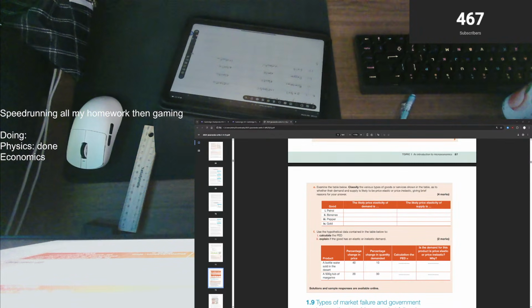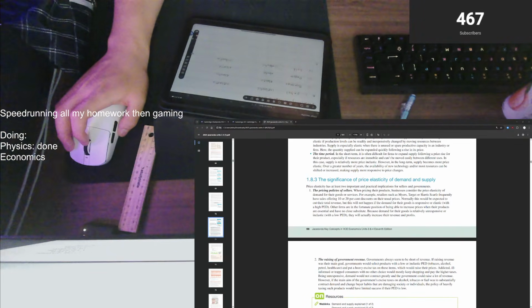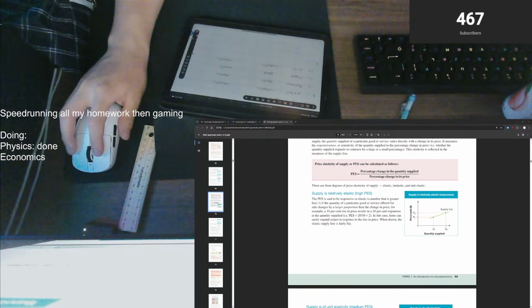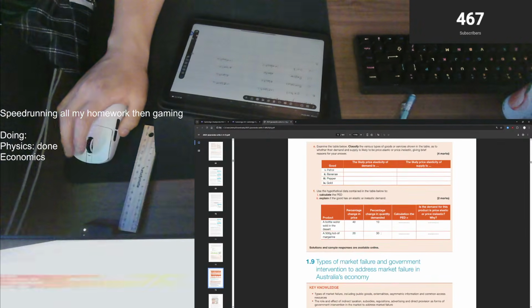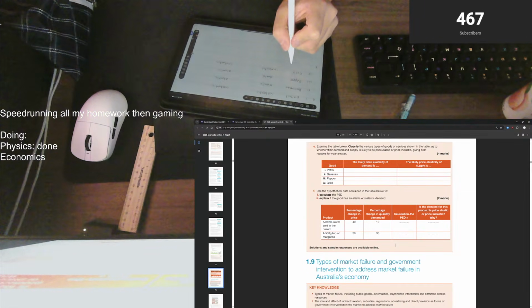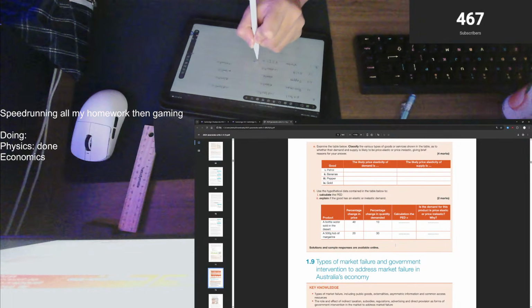Use the hypothetical data contained in the table below to calculate the price elasticity. Change in price. Water. 40, also 104.